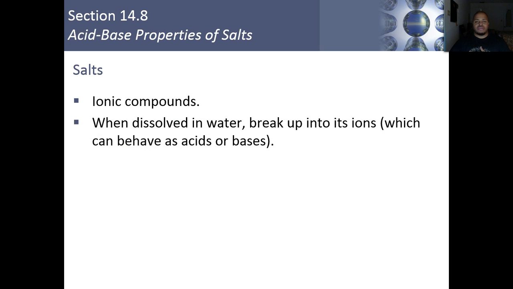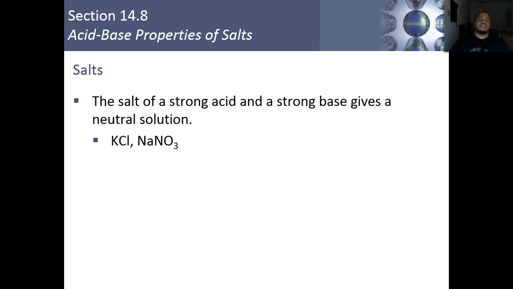Salts are ionic compounds that are usually dissolved into ions when put in water. When they're put into water, they can behave as either acids or bases, based on information some of which we've covered and some that we're going to add to it. The salt of a strong acid or a strong base gives a neutral solution. So when we see KCl, NaCl, all those different things, the cation and anion in those cases, when they're dropped in the water, are going to be neutral. So they're not going to affect the pH at all.